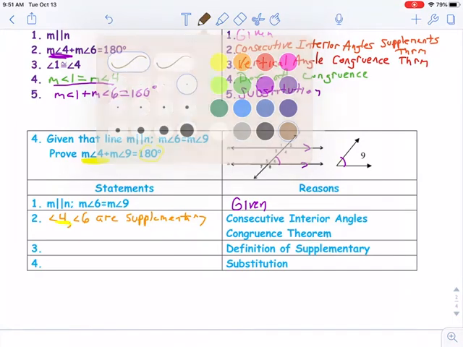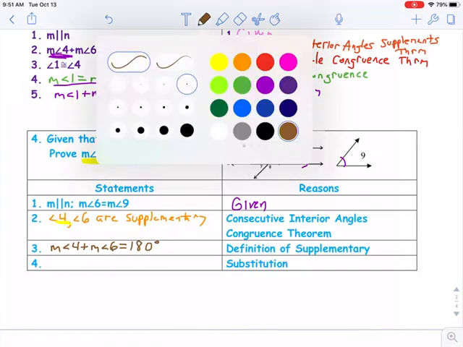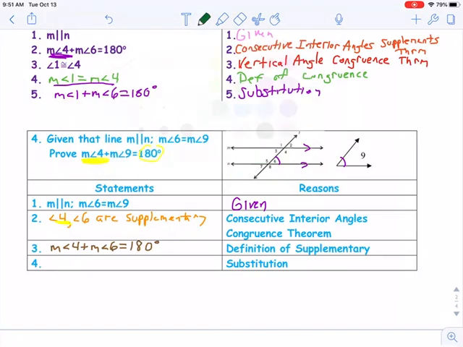Okay? So the next step is going to be measure of angle 4 plus the measure of angle 6 equals 180 via definition of supplementary. Neat. All right, and then via substitution, measure of angle 6 equals the measure of angle 9. So I'm going to replace measure of angle 6 with the measure of angle 9, and that equals 180. Nice.